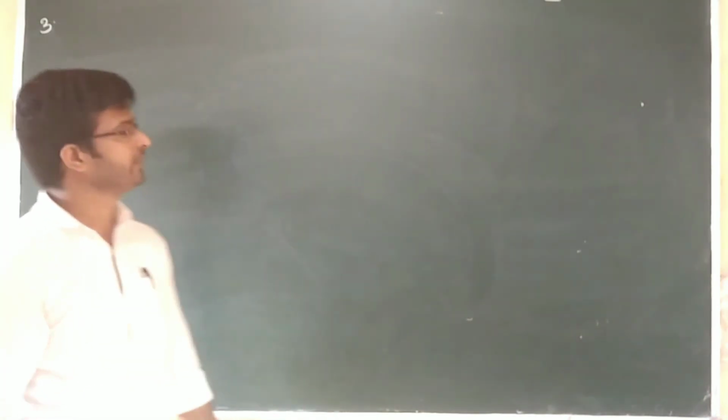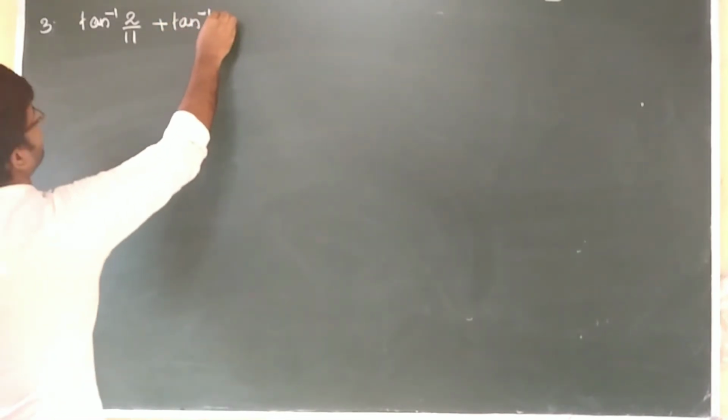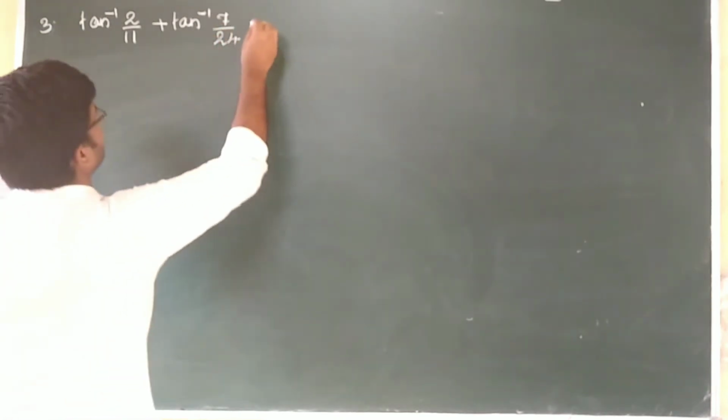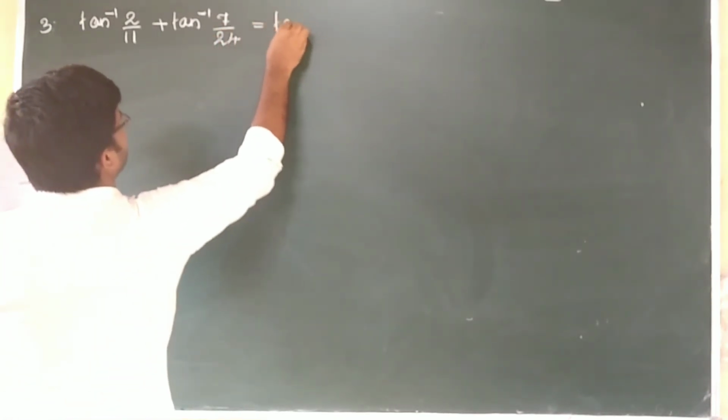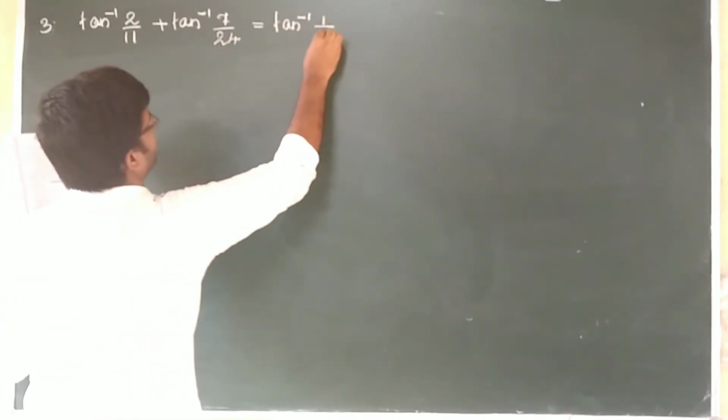Now you can see question number 3. Question number 3 is tan inverse 2 by 11 plus tan inverse 7 divided by 24 equal to tan inverse 1 divided by 2.